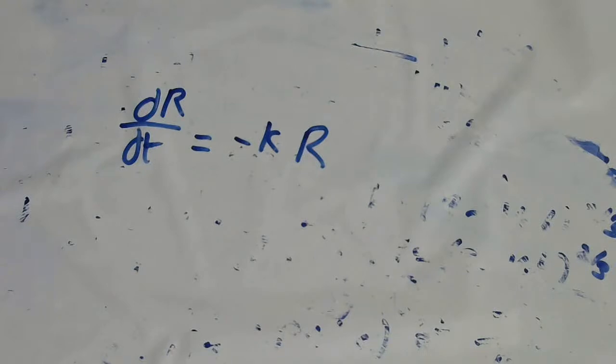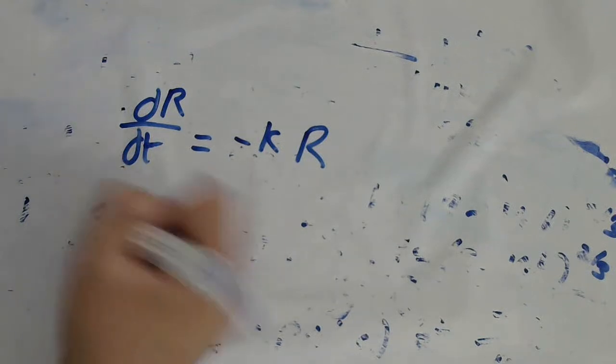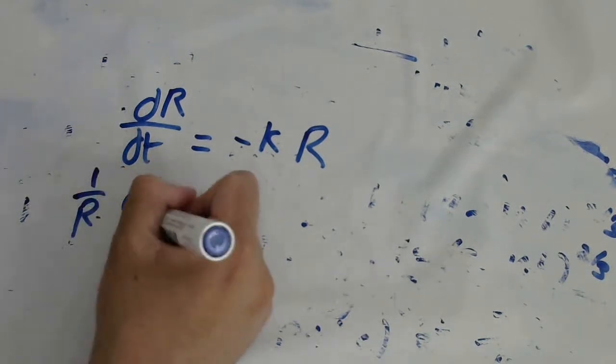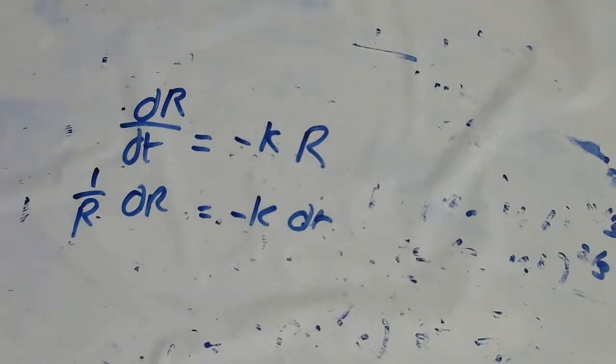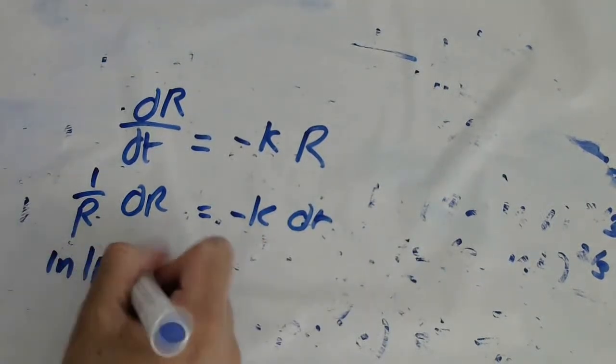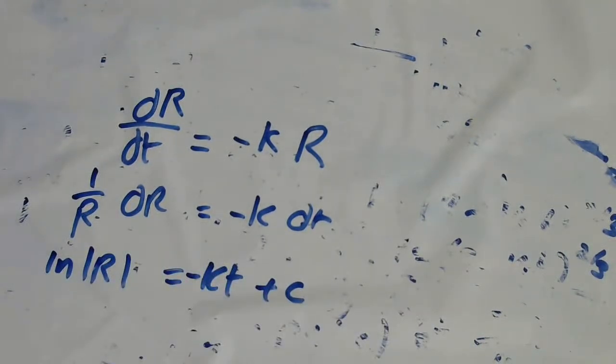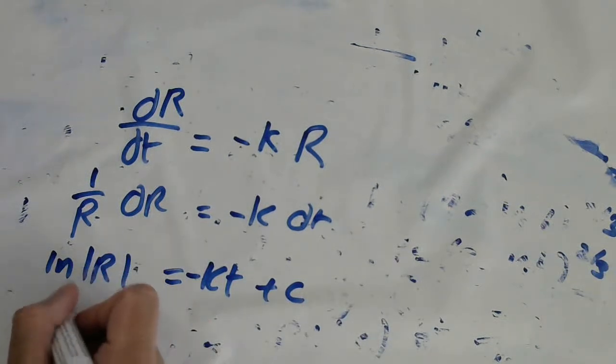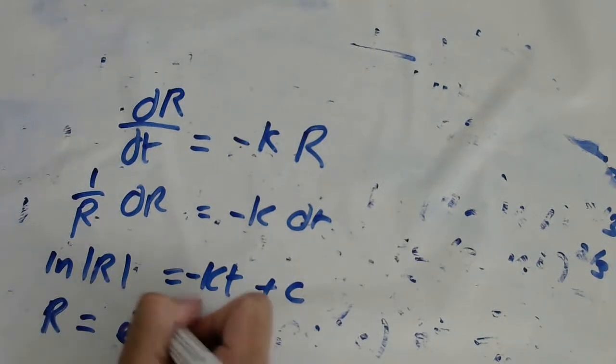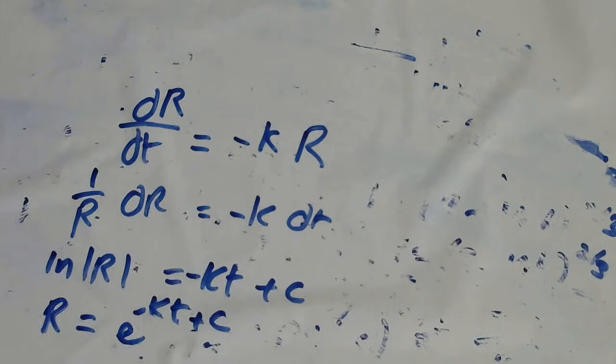If you separate out the variables here, it goes quite nicely to becoming 1 over R dR equals minus k dt. So again, ln modulus R equals minus kt plus C. Seem reasonable to everyone? Hopefully. Exponentiate both sides, put it to the power of e, and you get R equals e to the minus kt plus C. Which is not particularly exciting. We can all handle that. Nothing very difficult there.